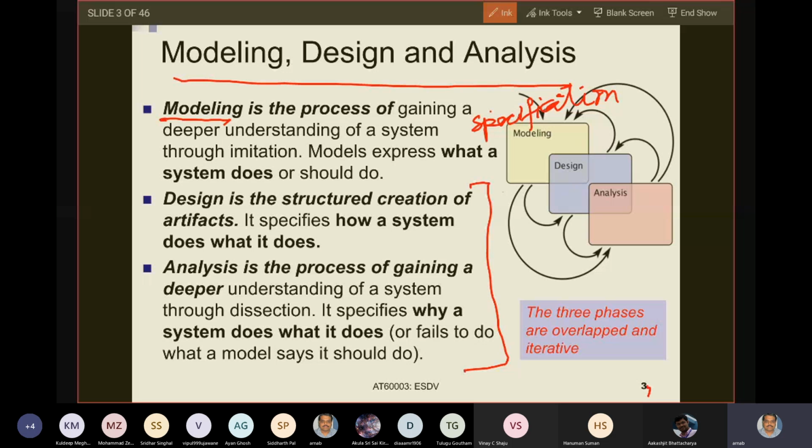Now getting the answer of how is also not the complete thing. We have to also be able to say whether whatever I have designed is performing correctly. Is it performing up to the expectation? That process is the job of analysis. So analysis is the process of gaining a deeper understanding of the system through dissection. It specifies why a system does what it does. At the end of this, after design, we will look into analysis part as well. It specifies why a system does what it does or fails to do what a model says it should do.